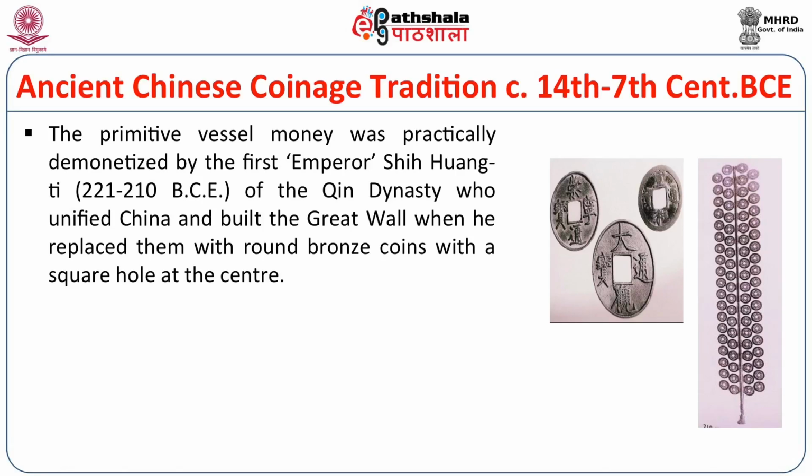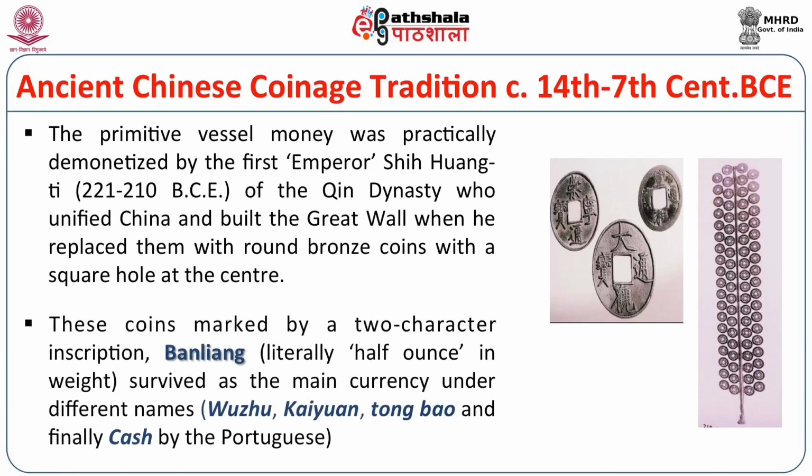He replaced these primitive money forms with round bronze coins with a square hole at the center. These coins are marked by a 2-character inscription and are known as ban liang, literally half an ounce in weight, and survived as the main currency of China under different names. So at various periods, various terms were used, but basically the form of money was the same. At some periods it was called wuzu, it was also called kai yuan, tong bao, and finally cash by the Portuguese.